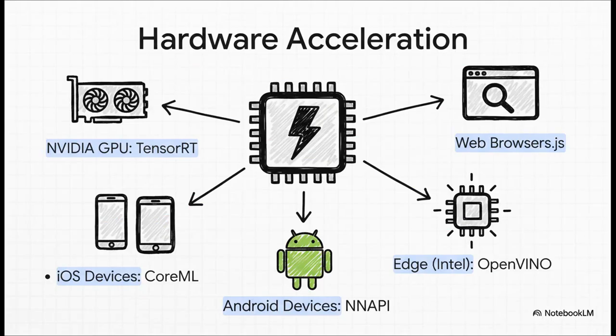But wait, there's more. To really max out your performance, you can use hardware-specific acceleration tools. This is like getting a custom-tuned engine for your car. NVIDIA has TensorRT for its GPUs. Apple has Core ML for iPhones and iPads. Google has NNAPI for Android. These tools make sure you are squeezing every single drop of performance out of whatever device you're targeting.